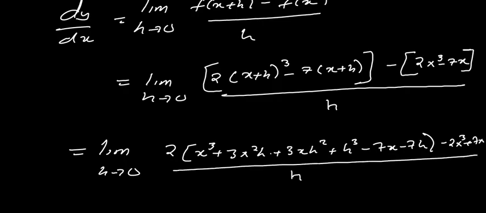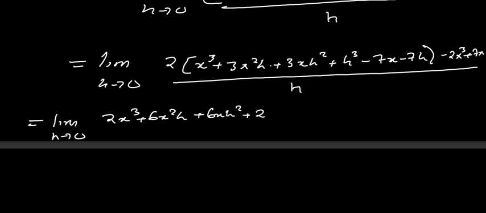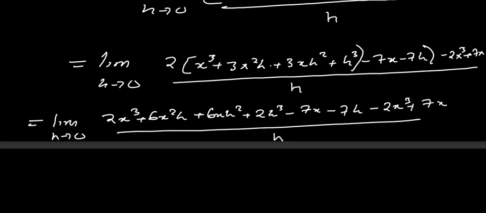Down we just have our h. So this is going to be the limit as h approaches 0. This is 2x to the power 3 plus 6x squared h plus 6x h squared plus 2h cubed minus 7x. Okay, so the 2 just has to multiply this whole expansion up to there. So that's why the 2 has to multiply. This was outside, so we just need to write it the way it is. Minus 2x cubed plus 7x. Everything over h.